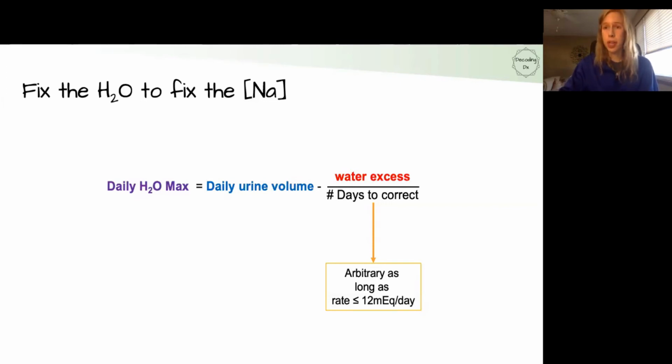And this is an arbitrary number. This is really just a matter of how acutely you want to fix the sodium level. As long as the rate is less than 12 milliequivalents per day on their BMP, you can choose any number that you want. So if this is something that you want to correct before they leave the hospital, you can put in maybe 5 or 7 days, however long you think they may be in the hospital. If this is an outpatient, you can choose maybe 14 days, 20 days, whatever is appropriate for the clinical situation.